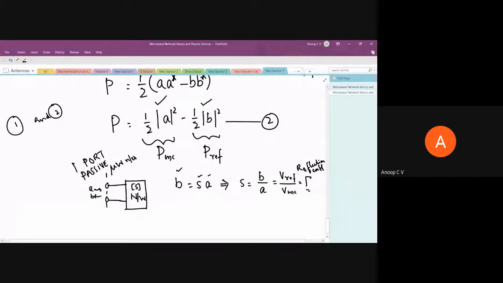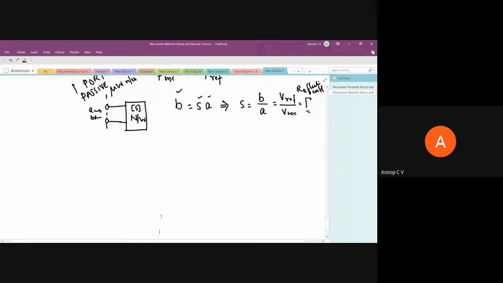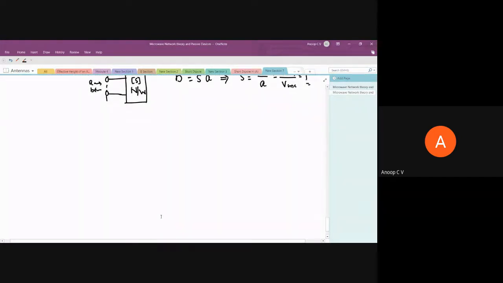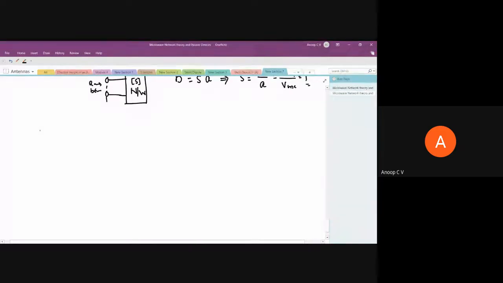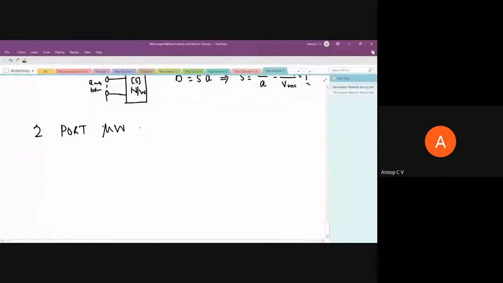If it is not perfectly matched, depending upon the mismatch between Z0 and ZL, there will be a partial reflection, right? So that is for a one port network. Now we'll study in detail the S parameter representation of a two port microwave network. So we can assume a two port microwave network. For that, how will we represent the S parameters?